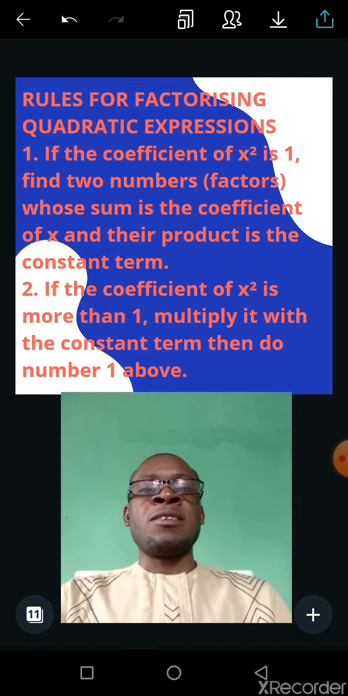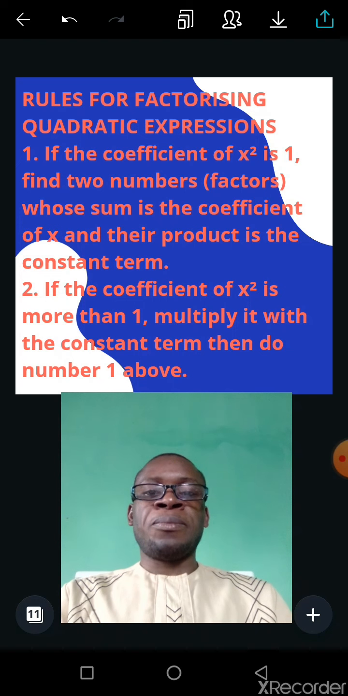Rules for factorizing quadratic expressions. The first rule: if the coefficient of x² is 1, find the two numbers, that is factors, whose sum is the coefficient of x and whose product is the constant term. Number 2: if the coefficient of x² is more than 1, multiply it with the constant term, then do number 1 above.